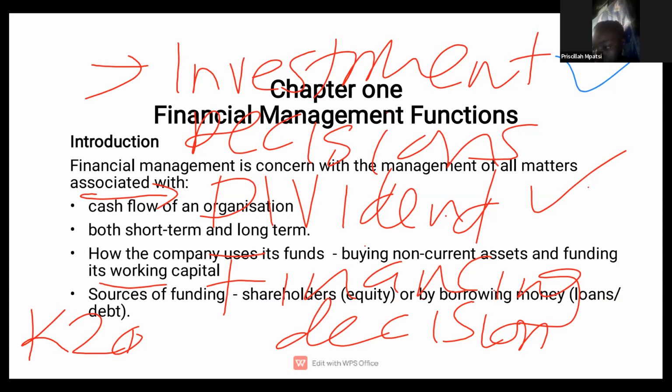You also learn the dividend decisions, that is, how to decide how much money out of the profit that you have made should be issued out as dividends, or how much should remain in the business as retained earnings. Then from there, you will also look at the financing decision. That will help you answer the questions on where we find the source of money so that we can fund the projects that we have.